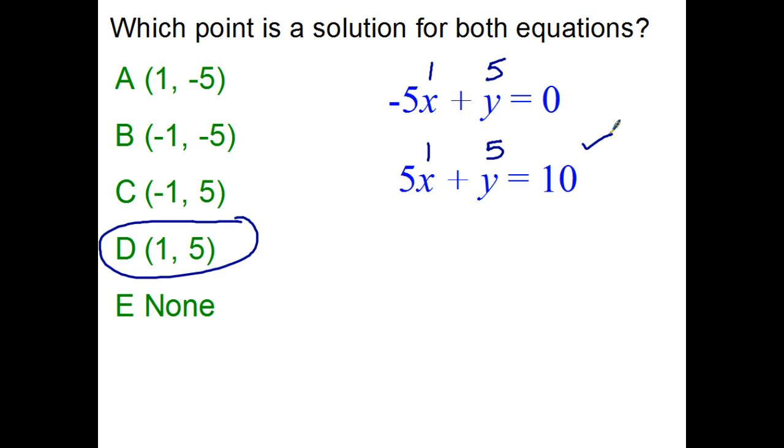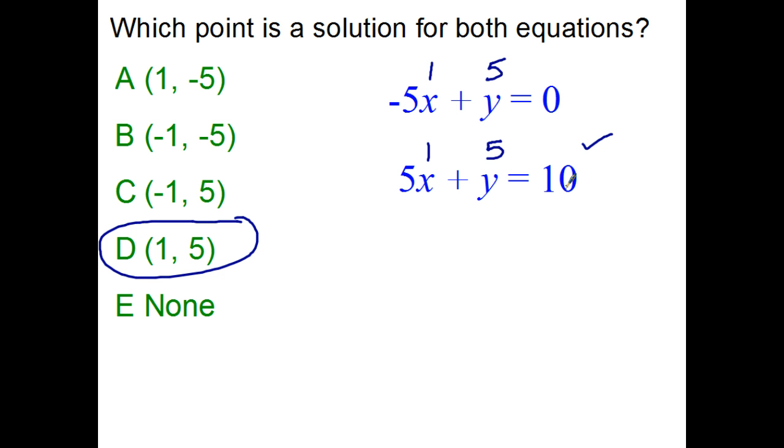Now you might have gotten one of these, maybe one of them worked for, let's see, like negative 1, negative 5 works for the first one, right? So if I plug in negative 1, I get 5 plus negative 5, that equals 0. But it's not going to work here necessarily, so 5 times negative 1 is negative 5 plus negative 5 is actually negative 10, okay? So what does that mean?